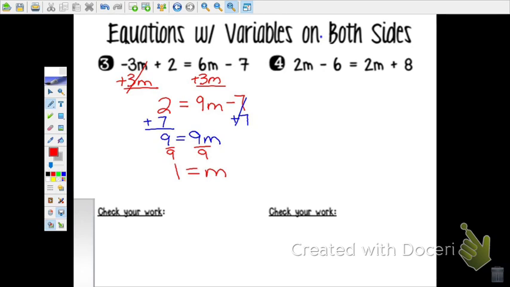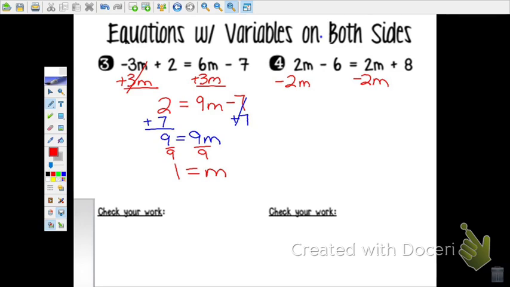So now we're going to look at number 4. Okay. I have 2m minus 6 equals 2m plus 8. So variable on both sides. So I need to eliminate. What am I going to do to eliminate a variable? Okay. So I'm going to subtract 2m on both sides.